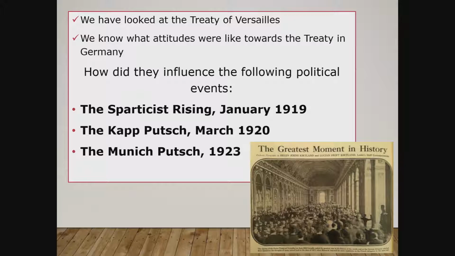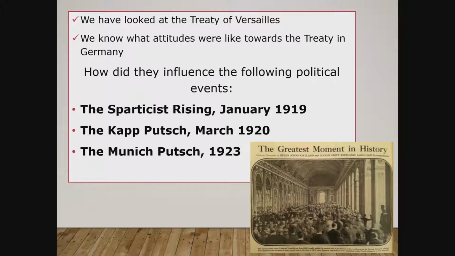In the end, Luxemburg and Liebknecht were executed, and they were seen as martyrs by the communists. But in the end, this kind of fizzled out, and the Spartacist uprising was over by the middle of January. So that's the Spartacist uprising. There's more information available about it online, but that's the key events, the key things that happened.